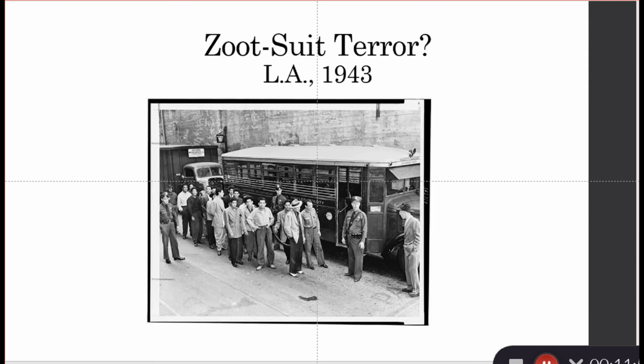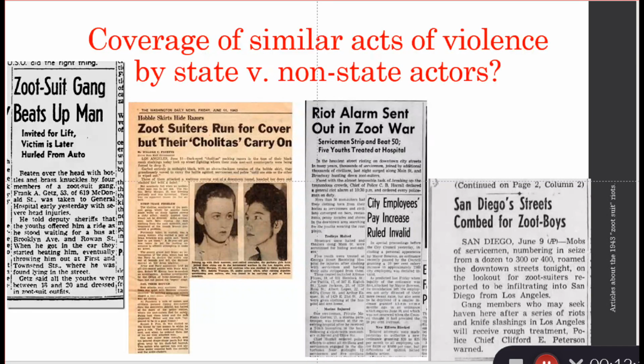Similarly, you could look at the Zoot Suit terror of 1943. It actually took place in a number of cities, but I think LA was the major one. Zoot Suit is a particular style of dress that was popular among Latinos at that time. And the Zoot Suit wars had to do with rivalries between young Latinos and U.S. troops, primarily white U.S. troops who were stationed here, often just briefly before they were being sent out to fight in World War II.